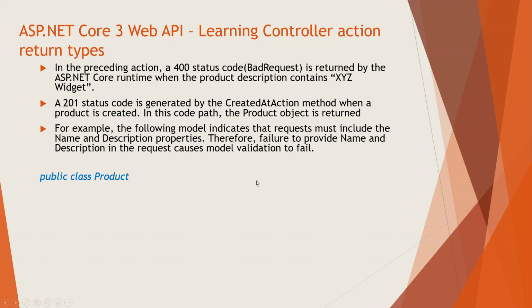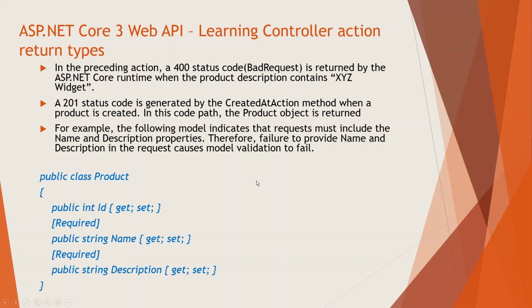For example, in the following model, now let's come to the product model, and it has a few properties, with int as Id, and these are two required attributes: the string Name and the Description are required fields. This product model indicates that the requests must include the Name and Description properties. Therefore, failure to provide Name and Description in the request causes the model validation to fail.